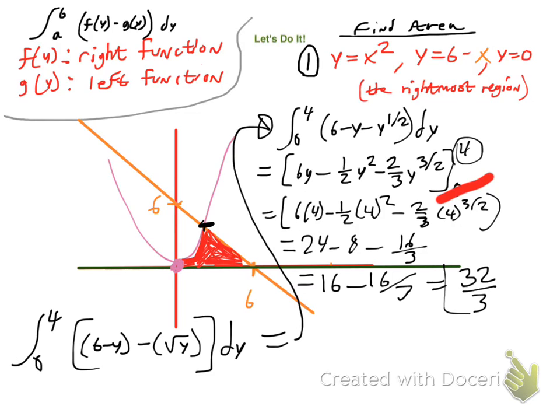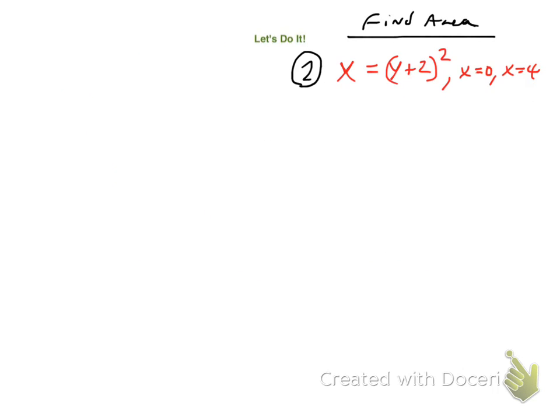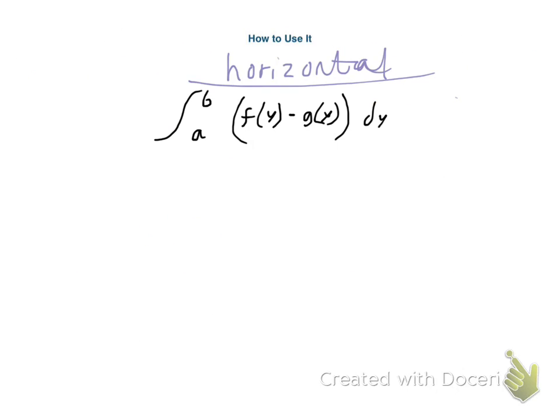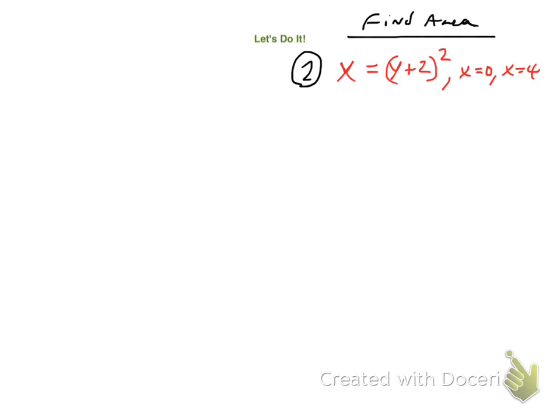32 over 3, when you find common denominators and do the difference, which is the answer. 32 over 3. And so that is how you would find the area of this region using horizontal slicing. And, oh, what happened to the formula? We don't have the formula anymore, which, if you want it, oh, one slide too far.